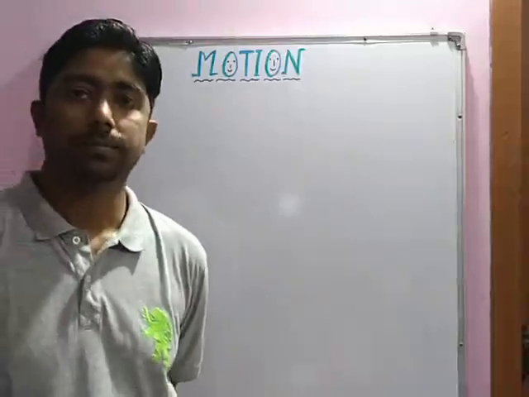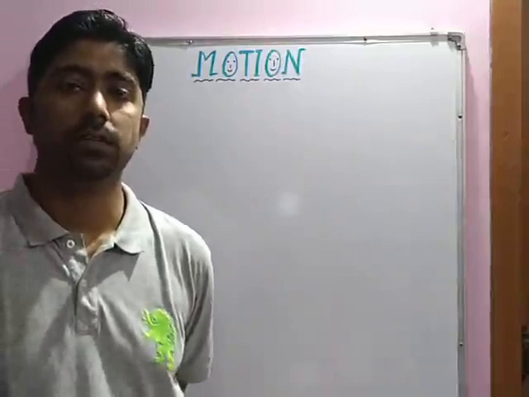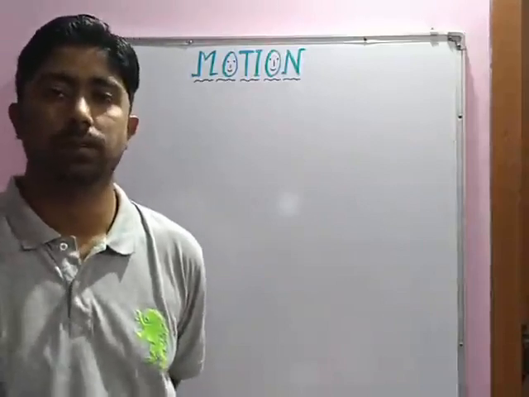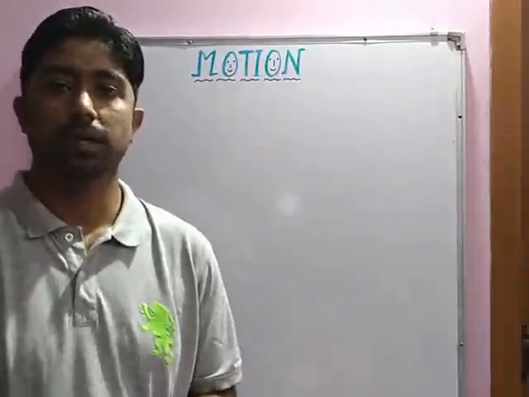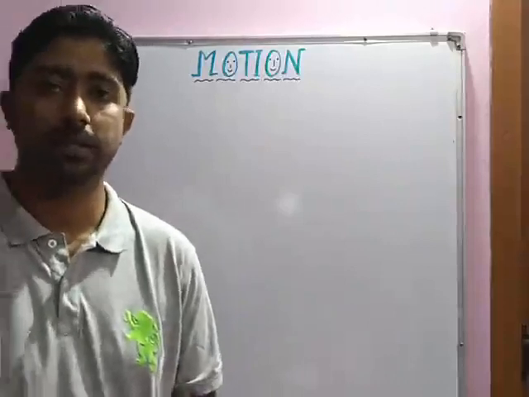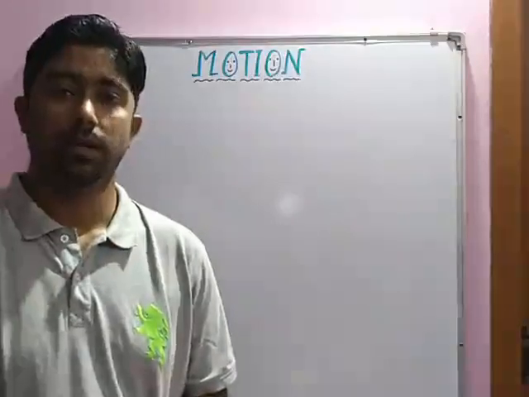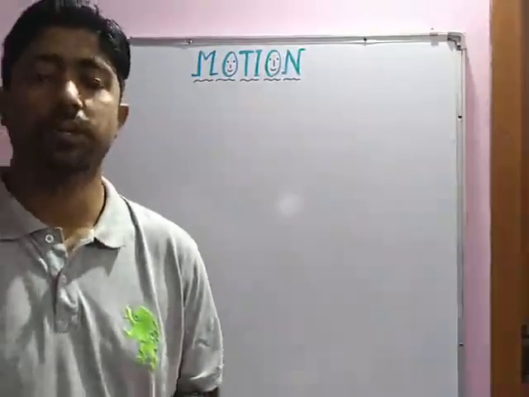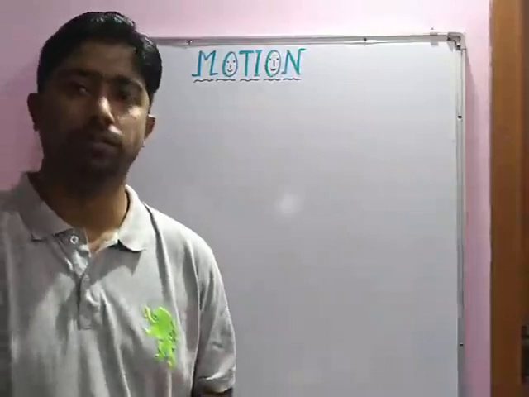Welcome back everyone. This is the fifth video in the series of video lectures on the chapter motion for class 9. Earlier we have learned about distance and displacement, speed and velocity. Then we have learned about what is average speed and what is average velocity. We also have some idea about what is uniform motion.